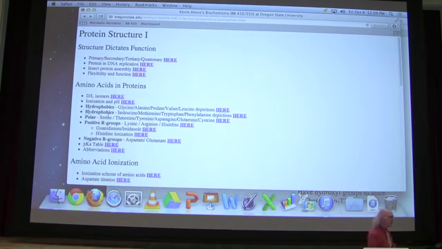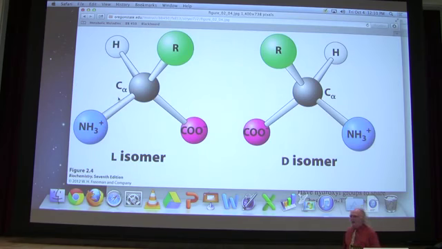Okay. Well, if we're going to talk about proteins, we have to start at the simplest level, and we're going to start by talking about amino acids. Everybody learned in organic chemistry that if you have a molecule that has a carbon and that carbon is bound to four different things, there are two different ways those four different things can be arranged around that carbon.